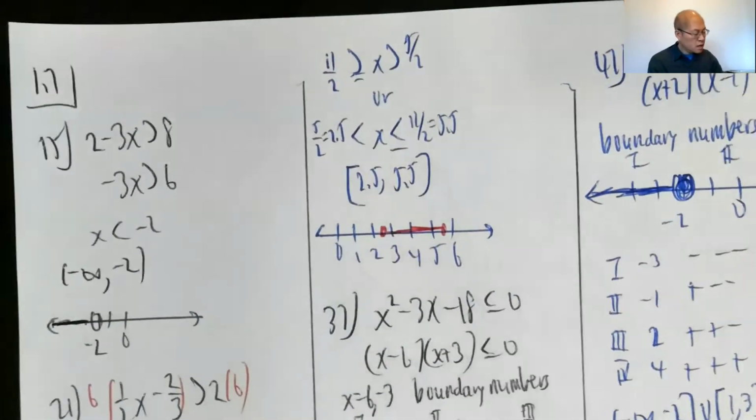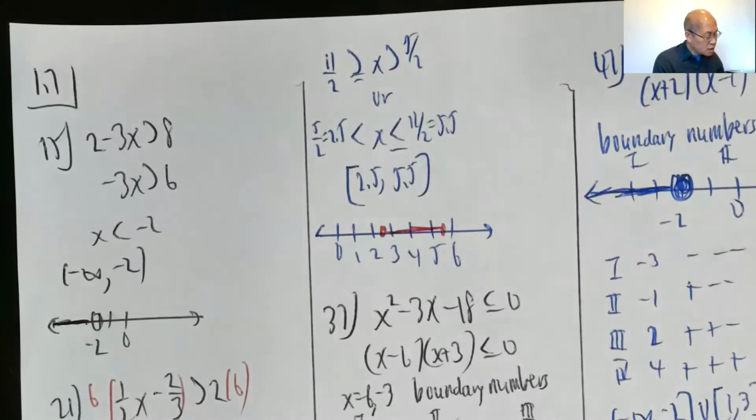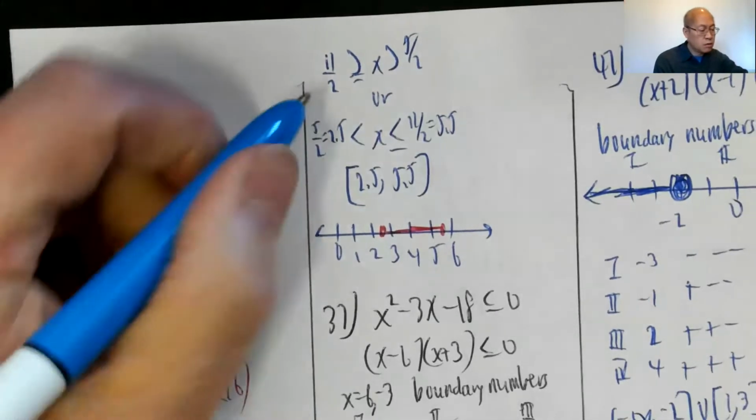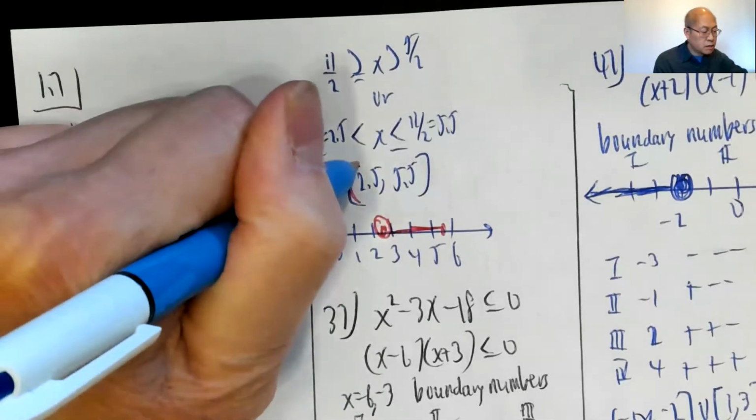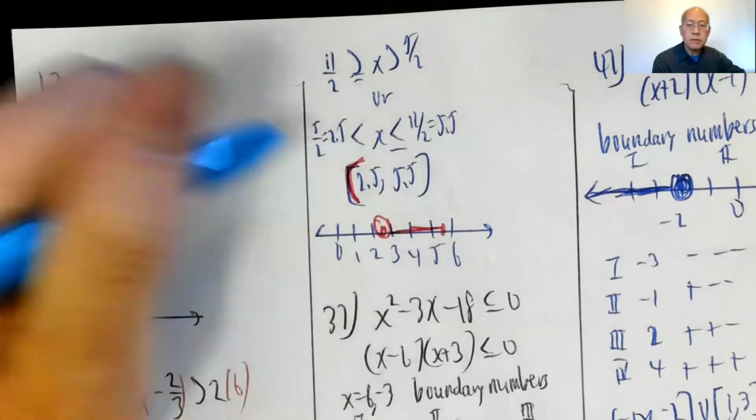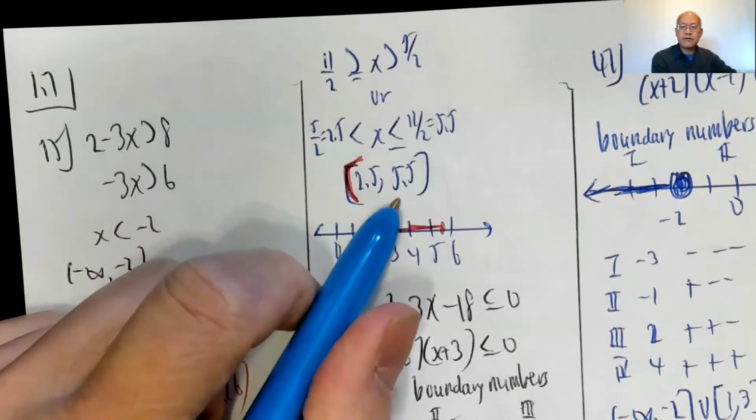Okay, and let's see. I realize I made a mistake. This should be an open circle here. So open circle, which means this should be a parenthesis. So parenthesis 2.5, 5.5 bracket.